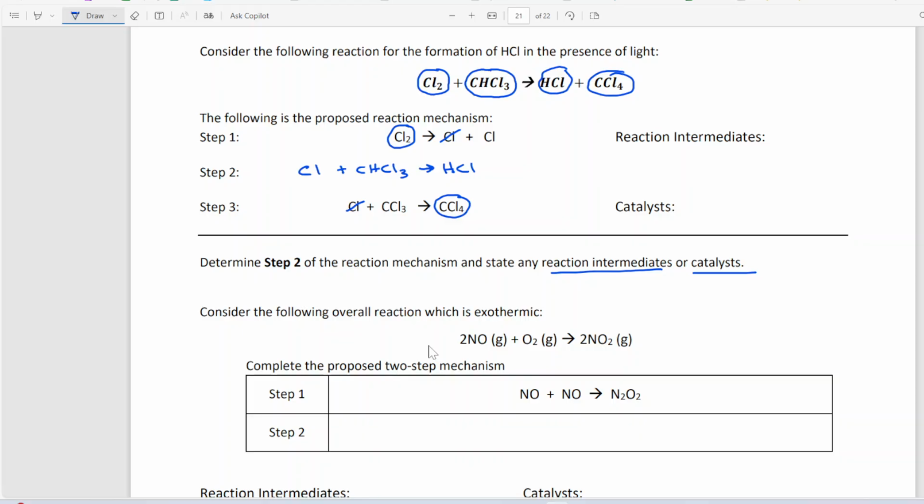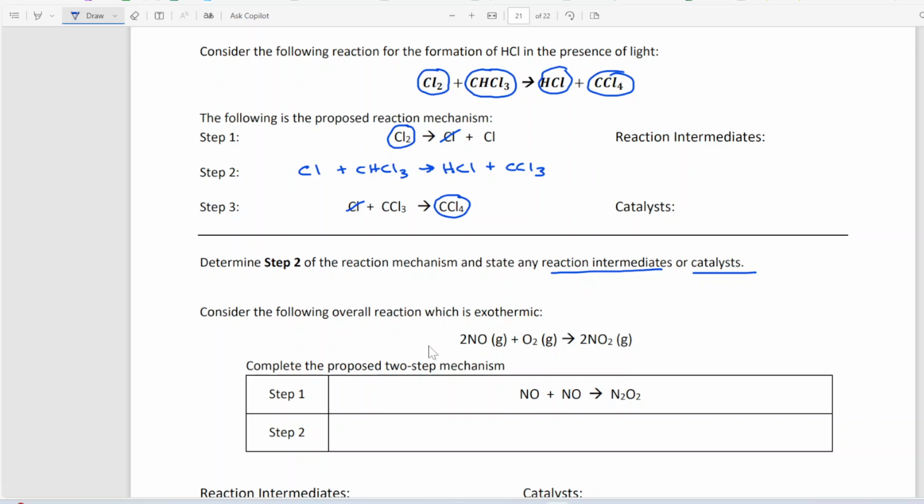Then lastly, this CCl3 is on the left-hand side, and I need it to appear on the right-hand side and cancel out, so I'm going to put it on the right-hand side of step number 2. So this would be my missing step. Cl plus CHCl3 goes to HCl plus CCl3.